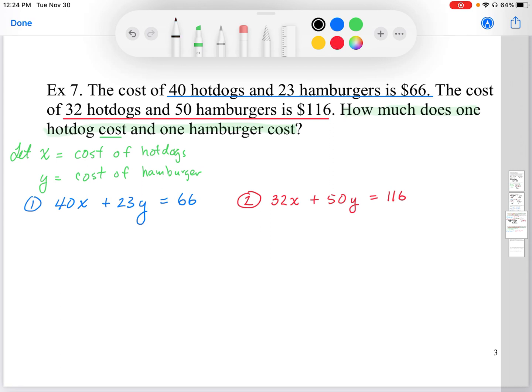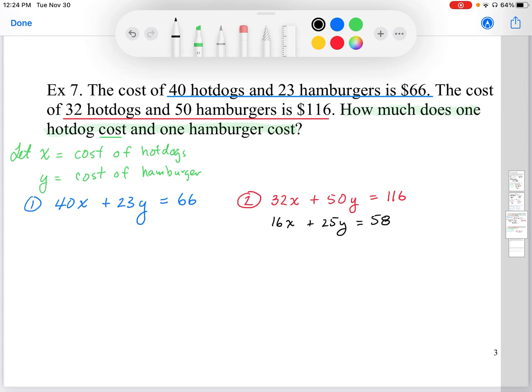So I'm going to try to match up the 40 and the 32 because 23 is a prime number. It's not a very nice number to work with, so it's going to be much easier to match up the coefficients for x. Now, you don't have to do this, but to make it a little bit easier to work with, I'm going to divide the red equation by 2 because it has a common factor of 2. All that this is going to do is allow me to work with smaller numbers.